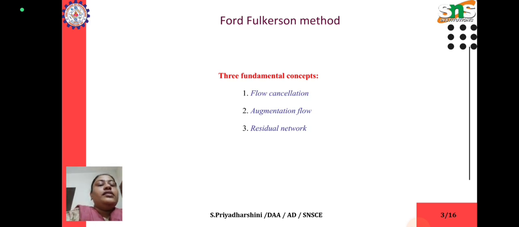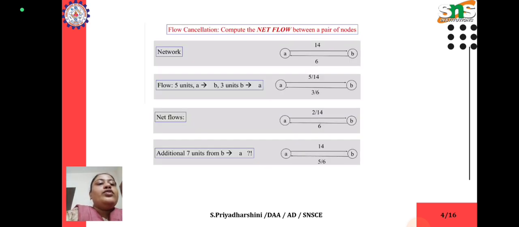To find the maximum flow of a problem, there are three fundamental concepts. The first one is flow cancellation, the second is augmenting flow, and the third is the residual network. Flow cancellation computes the net flow between a pair of nodes. The network A to B has two edges, 14 and 6. A to B is 5 units and B to A is 3 units, so it is 5 bar 14 and 3 bar 6. The net flow is 2 bar 14 comma 6, an additional 7 units from B to A.